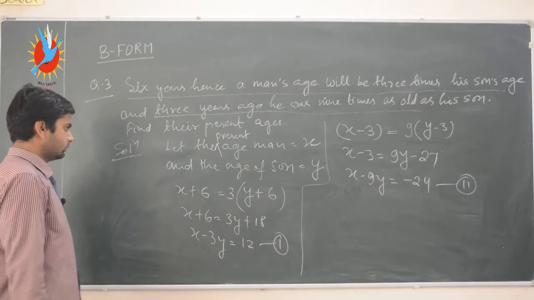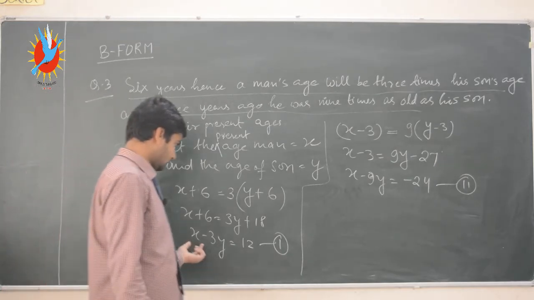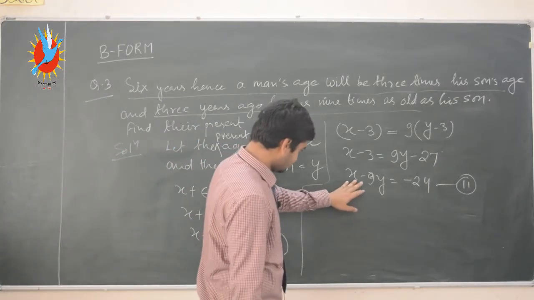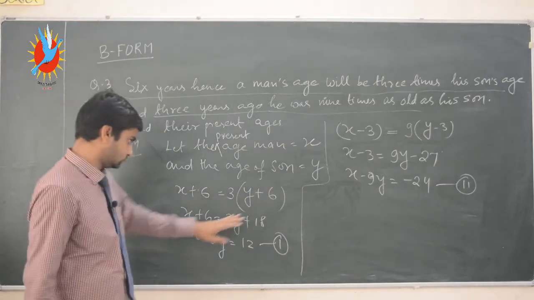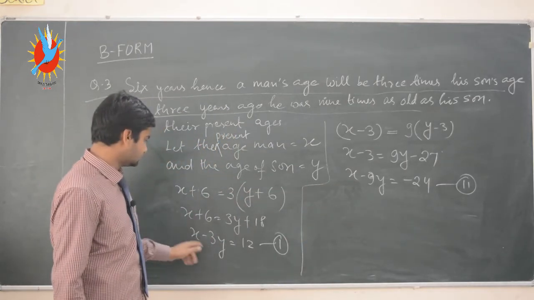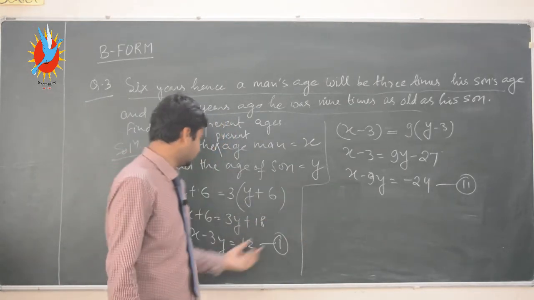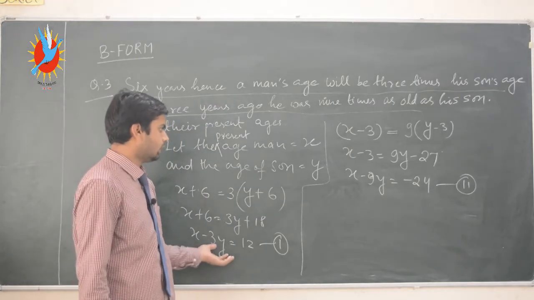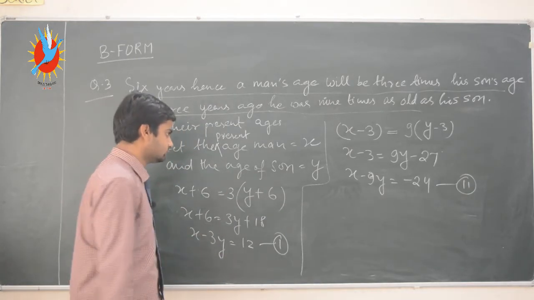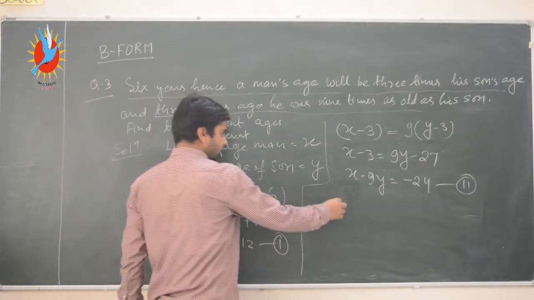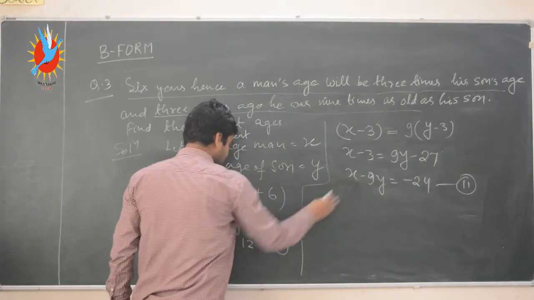Here we can see that here it is x and here also it is x. So if we subtract equation 2 from equation 1, this x will get cancelled out and we will get an equation in terms of y, and by solving that expression we will get the value of y. So I am going to subtract expression 2 from expression 1.